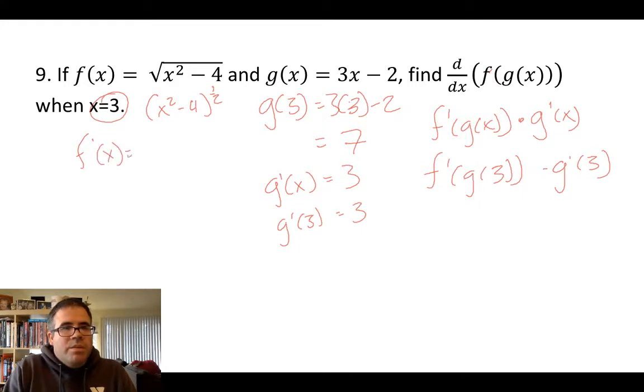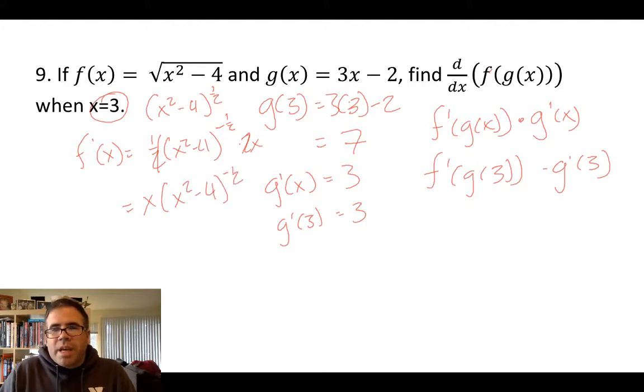That is equal to 1/2 times (x squared minus 4) to the negative 1/2, times the derivative of the inside, which is 2x. The 2 and the 1/2 cancel, so we get x times (x squared minus 4) to the negative 1/2. Now, we want to take f prime of g of 3. Well, g of 3 is 7, so we'll just plug in 7.